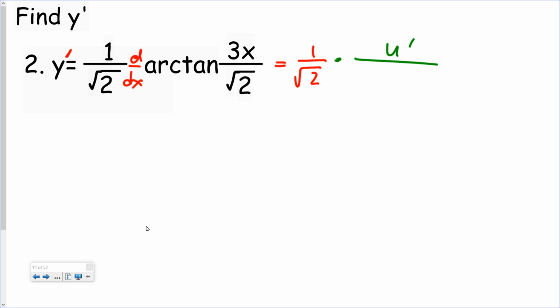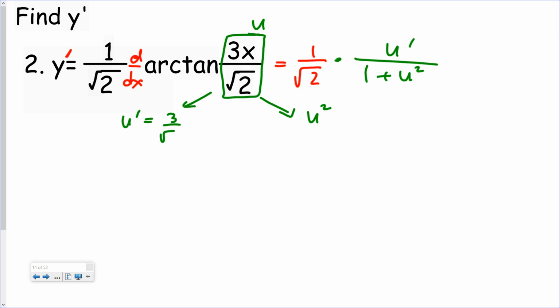U prime over what? 1 plus u squared, or u squared plus 1. Okay, it means the same thing. All right? And again, guys, I need to find my u. So this right here is my u. If this is my u, I need to find two things. I need to find u prime, and I need to find u squared. All right? If this is my u, what's u prime going to be? 3 over root 2. If this is my u, what's my u squared going to be equal to? 9x squared over 2. All right?